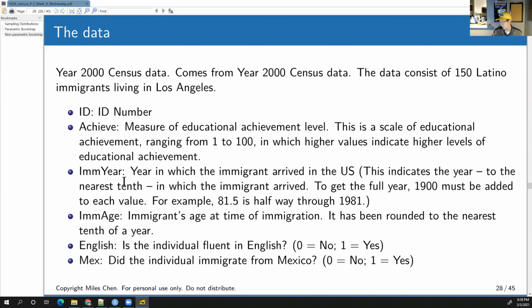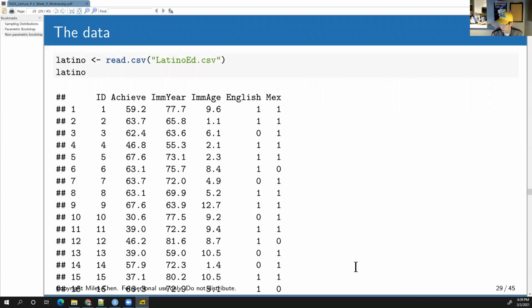Okay. They have other information here, but really the variable that we're going to look at is going to be whether the immigrant came from Mexico or a different country, okay? If they came from Mexico, this value is going to be a 1. If they didn't come from Mexico, they came from another Latin American country, it's going to be a 0.